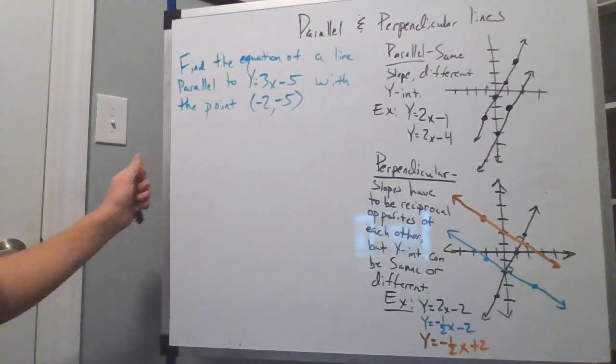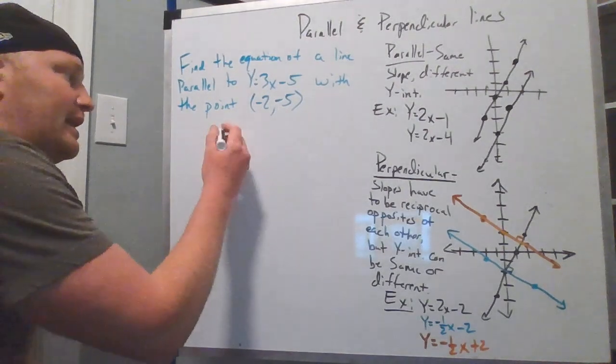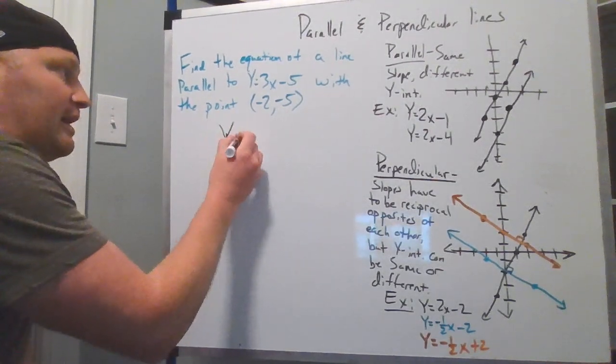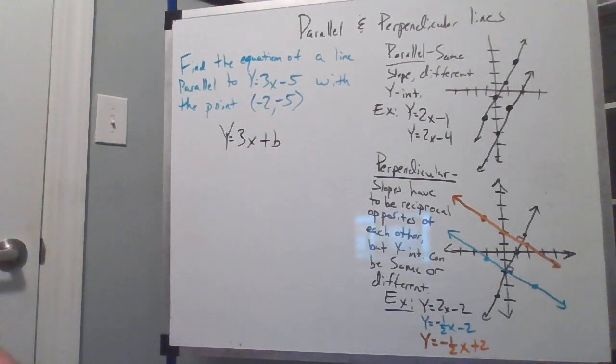Now, let's do a couple of examples so we can figure out how to do this. So here's one example that you'll see. It says, find the equation of a line parallel to y equals 3x minus 5 with the point negative 2, negative 5. So, by definition, I know parallel lines have to have the exact same slope, but they must have different y-intercepts.